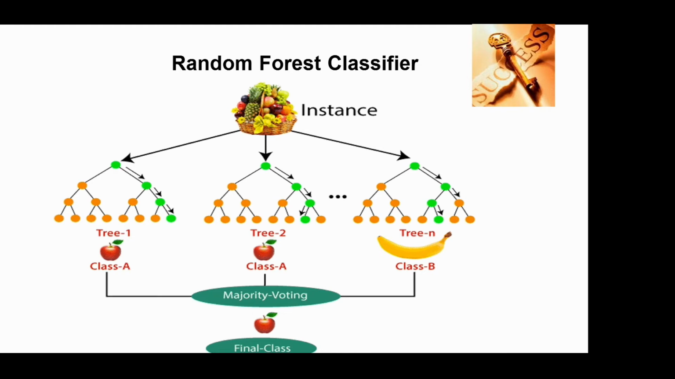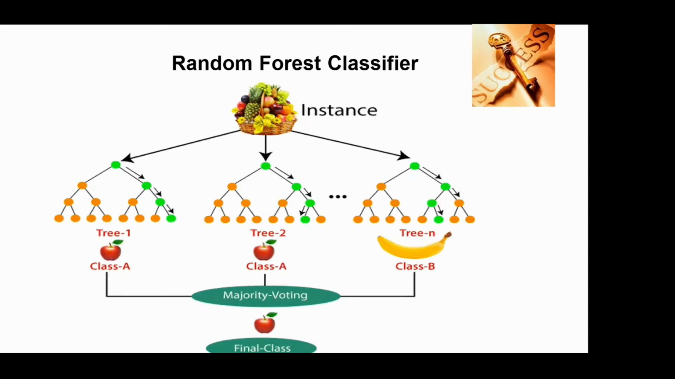So this is the random forest classifier. Here we are using n number of decision trees. Decision tree 1 is predicting apple, decision tree 2 is also predicting apple class, and the last decision tree is predicting class B, that is banana.